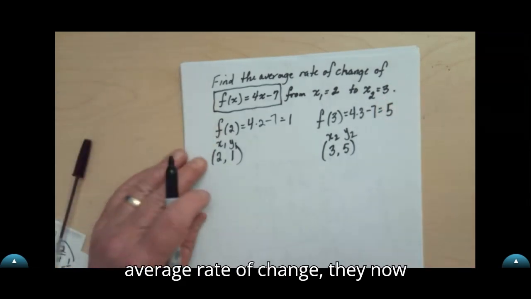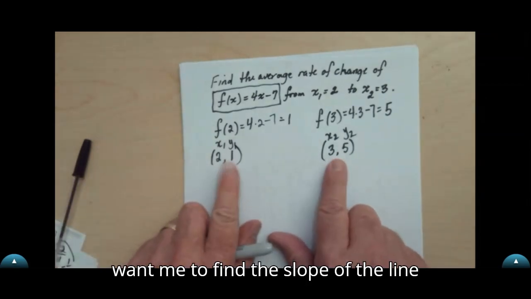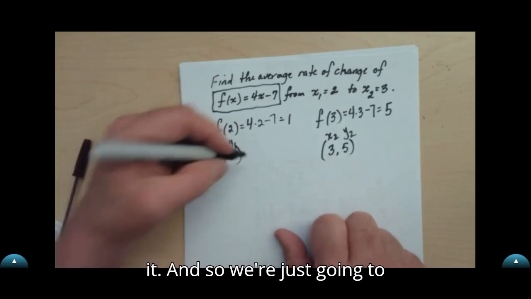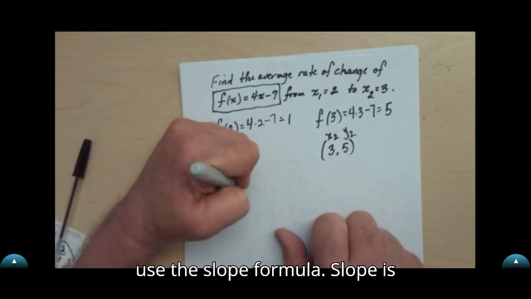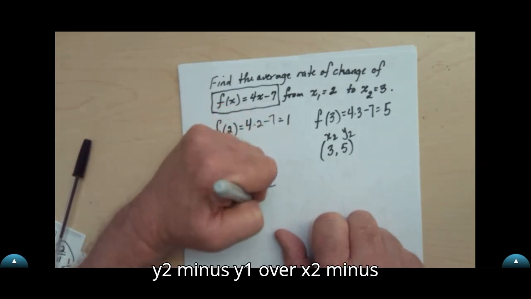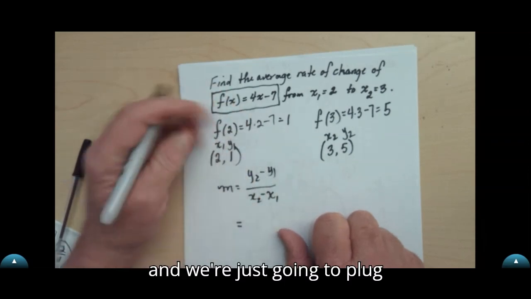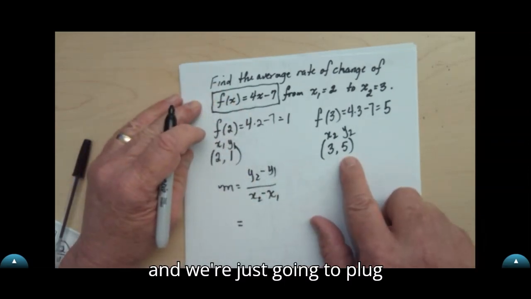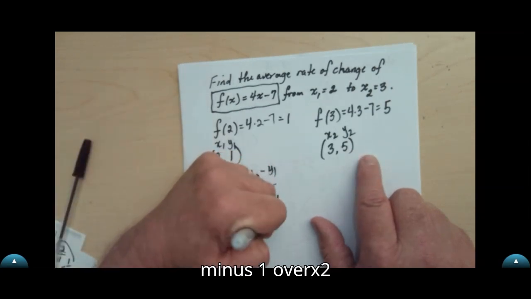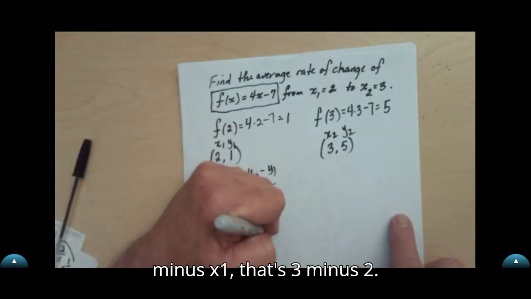When they ask for the average rate of change, they now want me to find the slope of the line that connects these 2 points. That's it. And so we're just going to use the slope formula. Slope is y2 minus y1 over x2 minus x1. And we're just going to plug these numbers in. So y2 minus y1 is 5 minus 1, over x2 minus x1, that's 3 minus 2.